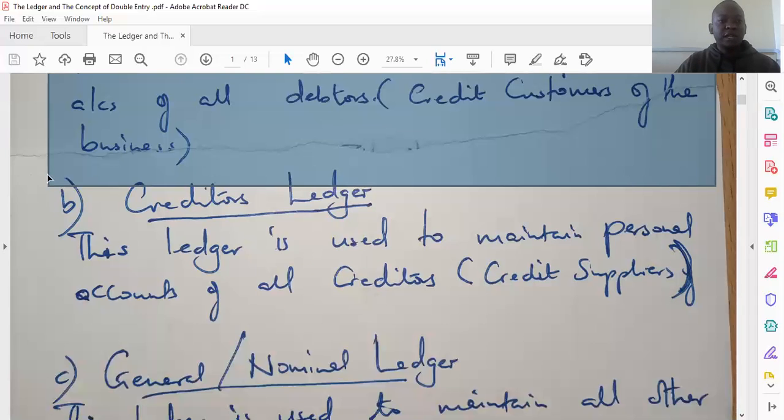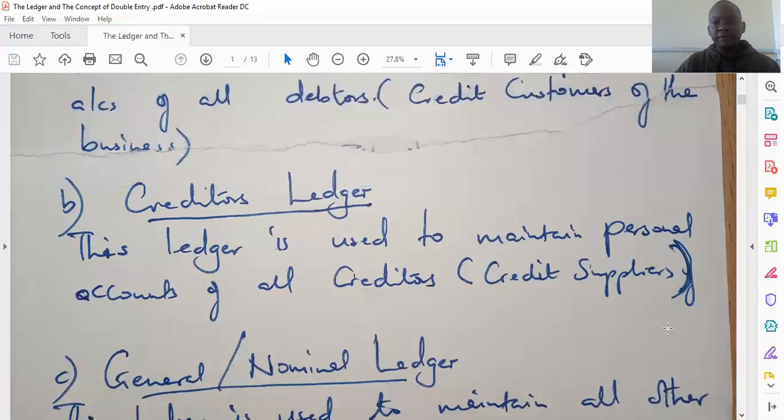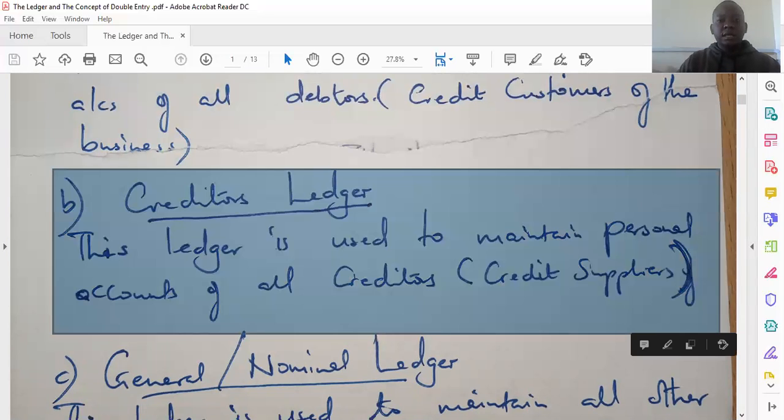The second division of the ledger is known as the creditors ledger. This is a book that is used to maintain personal accounts of all creditors, in which case creditors are the credit suppliers of the business, those persons who have sold to the business on credit basis. That is, those persons who have sold to us on credit basis. So they have sold to us on the basis of the promise that we, as the business, will pay at a later date.